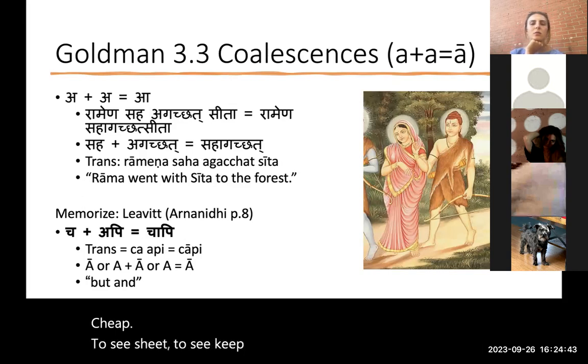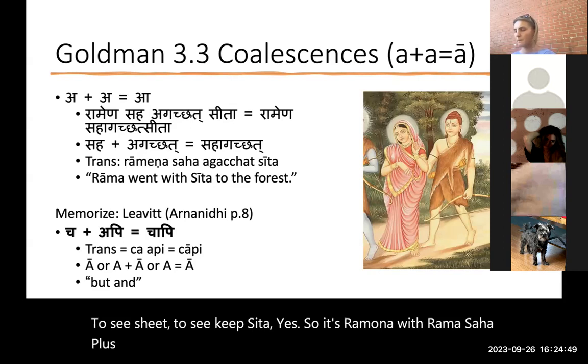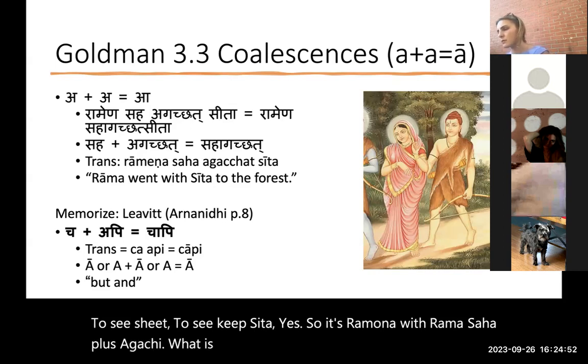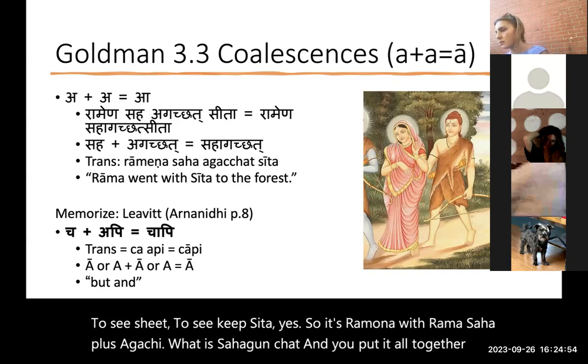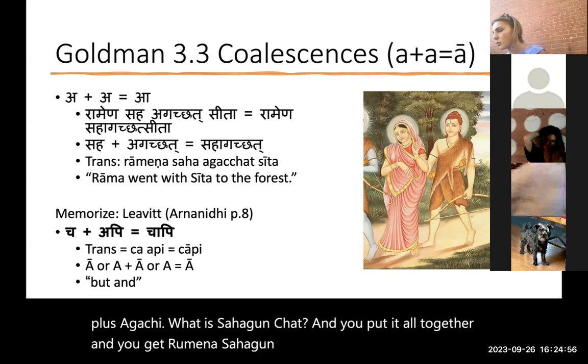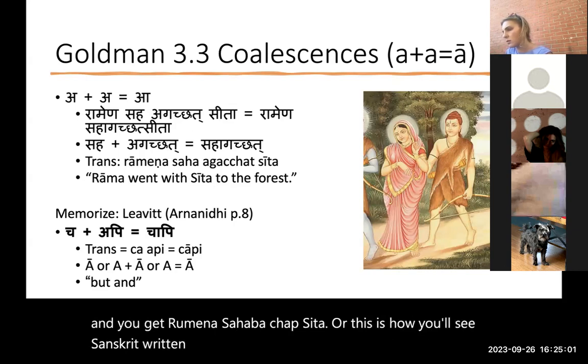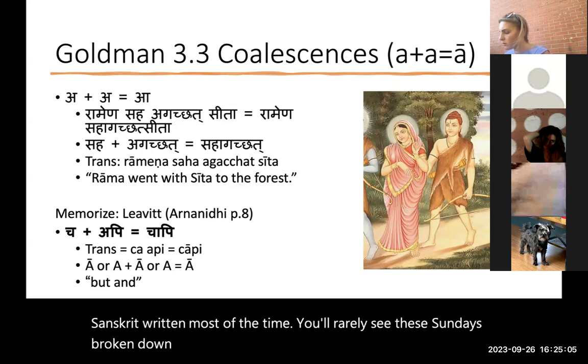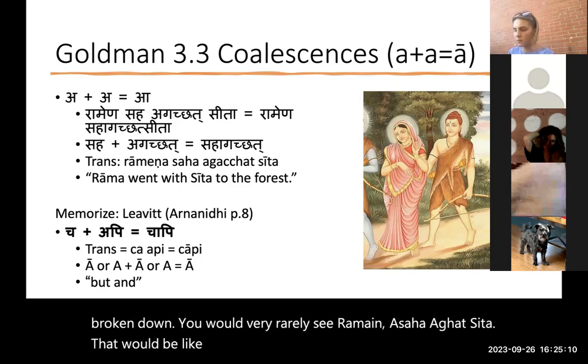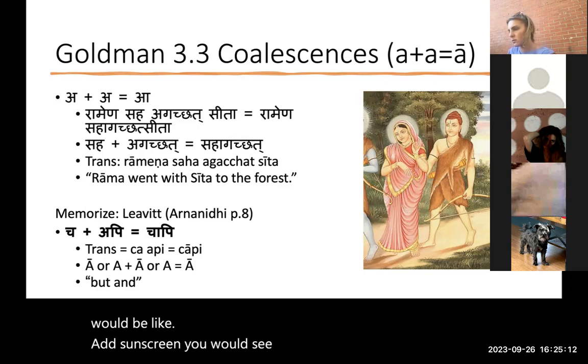Sita. Yes. So it's Ramena with Rama. Saha plus agachat is sahagachat. And you put it all together and you get Ramena sahagachat sita. This is how you'll see Sanskrit written most of the time. You'll rarely see these sandhis broken down. You would very rarely see Ramena saha agachat sita. That would be like bad Sanskrit. You would see Ramena sahagachat sita.